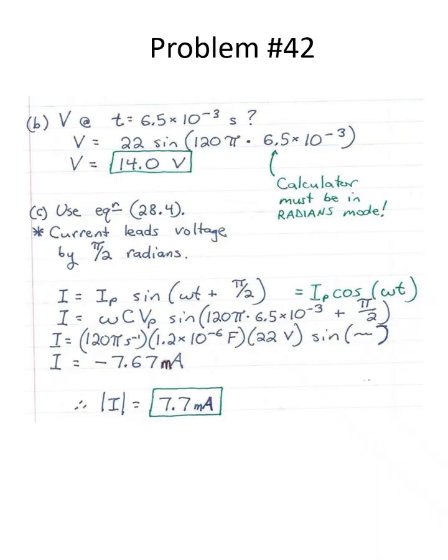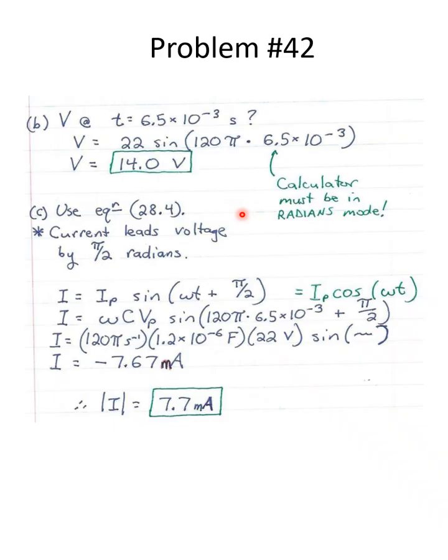Now for question B, it's asking what are the voltage and current at a particular time at 6.5 milliseconds. So we're just going to plug in 6.5 milliseconds into the voltage formula. So we have V equals 22 sine, and the thing we're taking the sine of is 120 pi times 6.5 times 10 to the negative 3. And I give this warning here, your calculator must be in radians mode, because when we take the sine, cosine, or tangent, and it's not explicitly stated degrees, it means radians. And so we do that, and we get 14 volts.